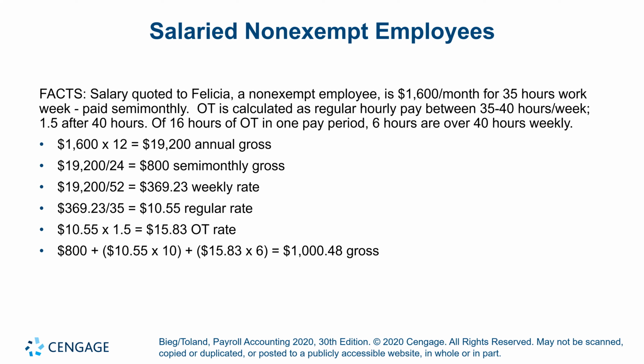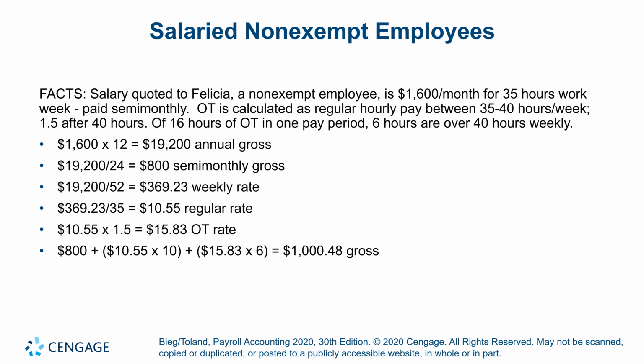Otherwise, even though she has a normal 35-hour work week, she's still going to get paid her regular amount for up to 40 hours. Anything over 40 would be the overtime amount. And so that's what we'll see here. So we want to annualize this. So 1,600 per month times 12 months gives us an annual salary of 19,200.